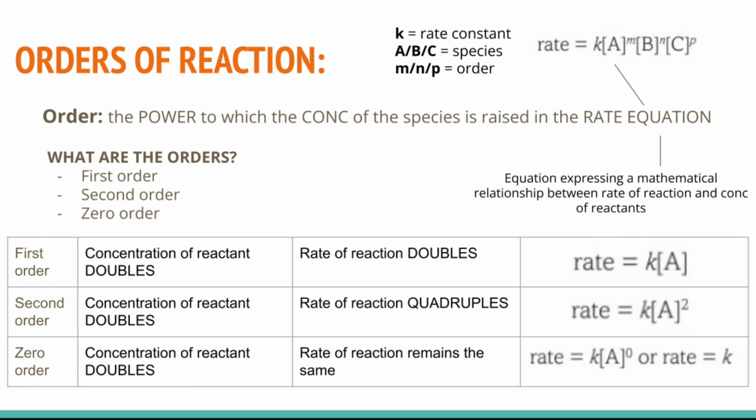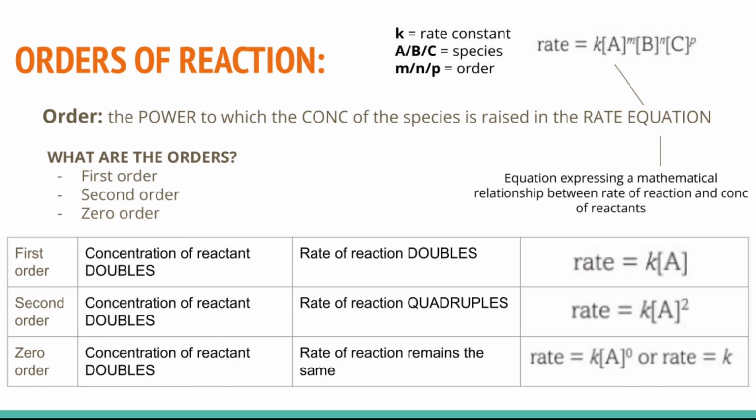And for second order, if the concentration of the reactant doubles, the rate of reaction quadruples. And the rate equation for this is rate equals little k multiplied by the concentration of the species to the power of 2. And for zero order, if the concentration of the reactant doubles, the rate of reaction remains the same.